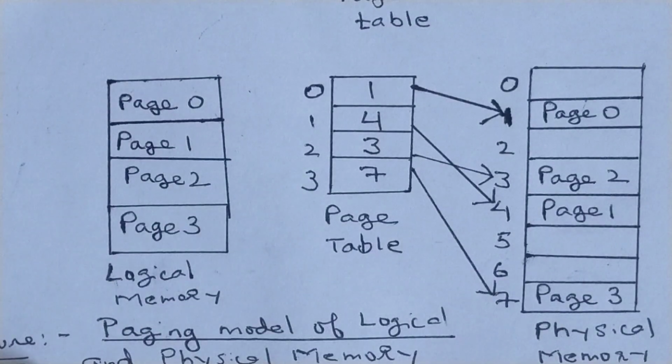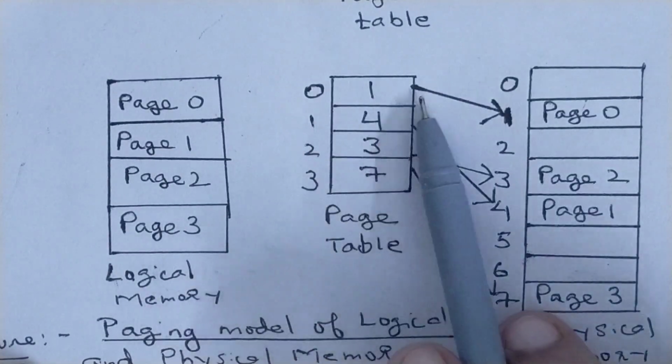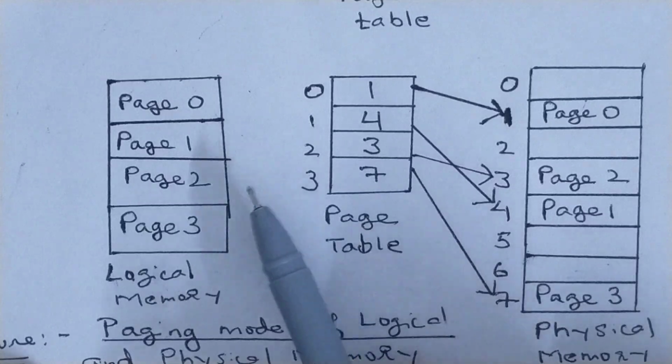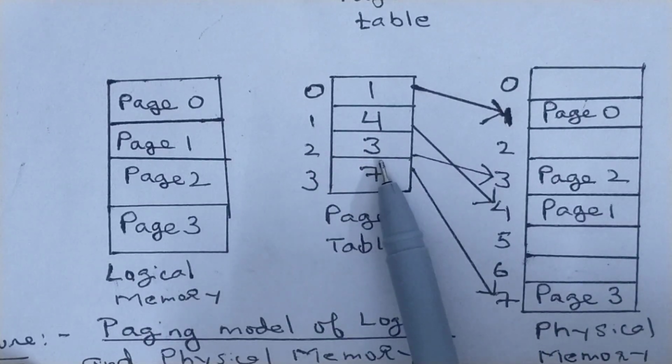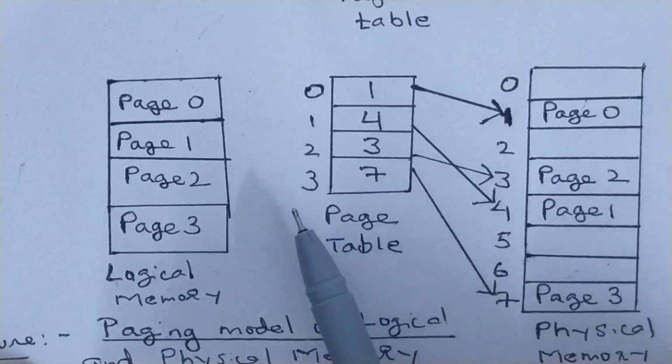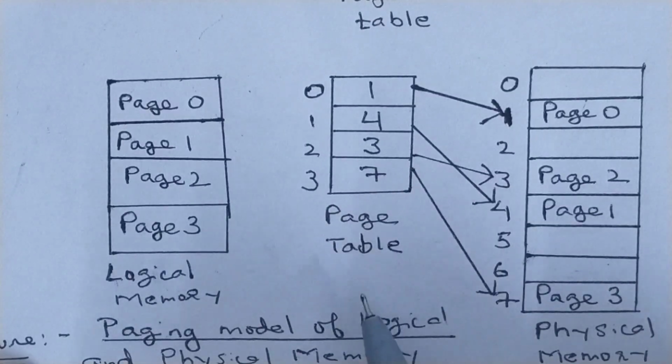Now in this diagram I am discussing page model of logical and physical memory. In this model, page 0 is mapped to frame 1, page 1 is mapped to frame 4, page 2 is mapped to frame 3 and page 3 is mapped to frame 7 in physical memory as shown in the diagram.